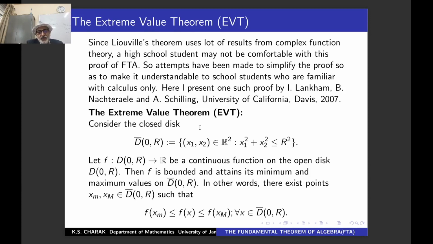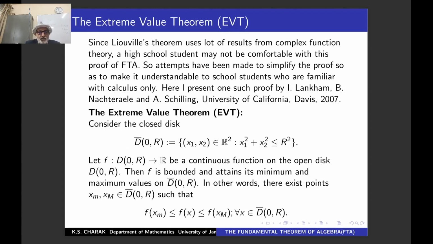The first thing we need in this direction: consider a closed disk in R2. R2 is basically the complex plane, and this is the way we involve these two real variables. The closed disk is the set of all ordered pairs (x1, x2) such that x1 squared plus x2 squared is less than or equal to r squared. That means it is a closed disk with center 0 and radius r.